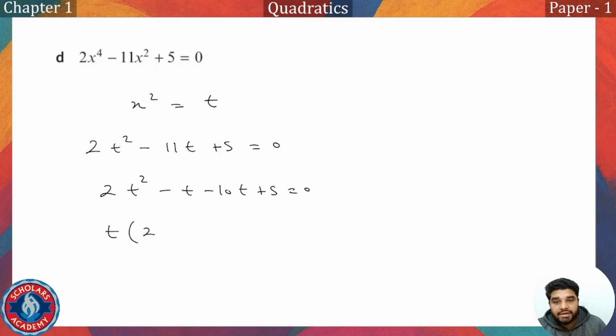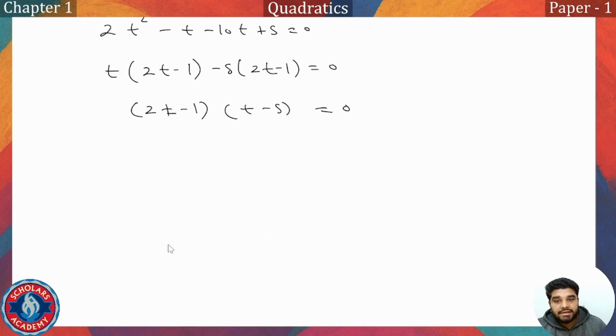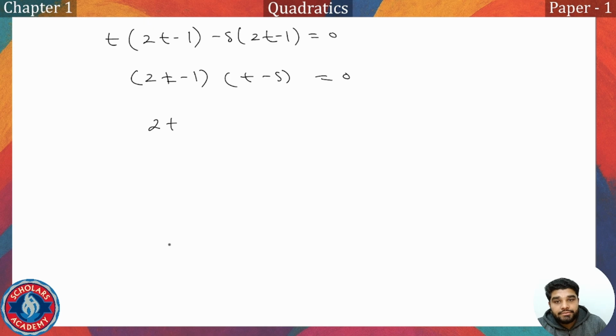I'll take t common over here. I get 2t minus 1 and minus 5 common, I get 2t minus 1 is equal to 0. Taking 2t minus 1 common, t minus 5 is equal to 0. These are the two factors. So from here I get 2t minus 1 is 0 or t minus 5 is 0. So t is either equal to 1 over 2 or t is equal to 5.